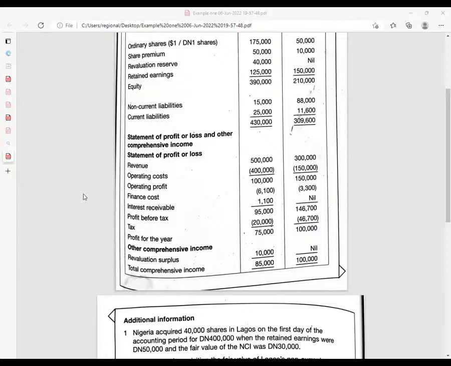After that, I have profit before tax. You can leave some space just in case something crops up. Profit before tax. Then I have taxation itself, tax, which now will bear what we call profit for the year. And then we have OCI, other comprehensive income.